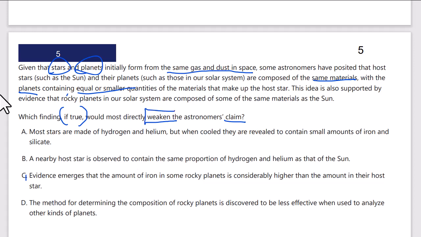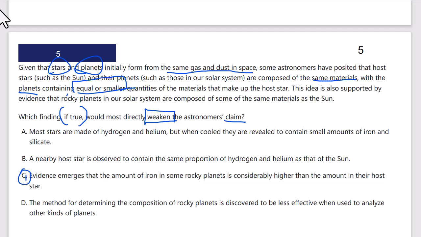Okay, so which finding, if true, would weaken? So in this case, we want to weaken. We want to have some idea that goes against the argument. So against the argument would be not the same materials, or perhaps greater amount of the materials in the planets, because the planets are supposed to have equal or smaller amounts. So let's try to find one of those options among the answer choices. The correct answer here is C.